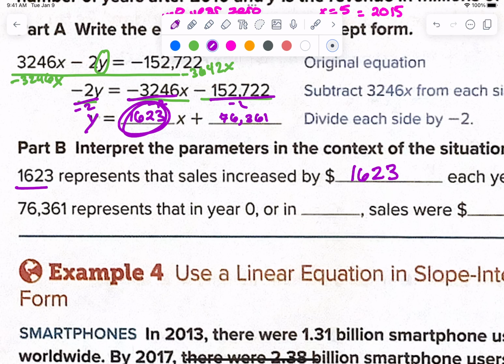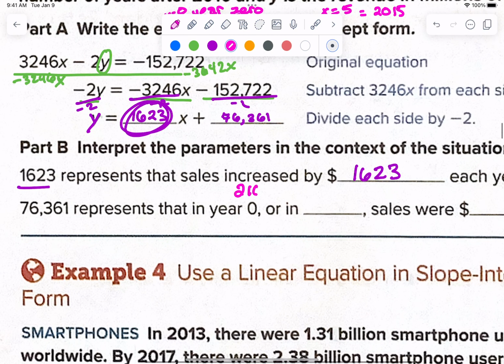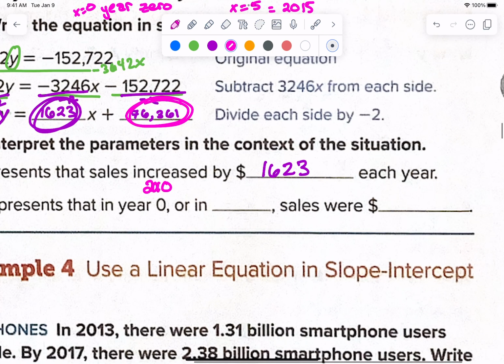So every year that it increases, that much amount increases in sales. That makes sense. And since year 0 is 2010, this number is going to tell me the sales in 2010, right? That's the y-intercept, okay? Or in 2010.